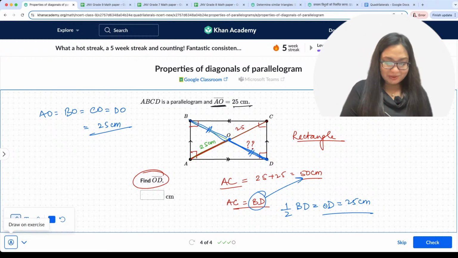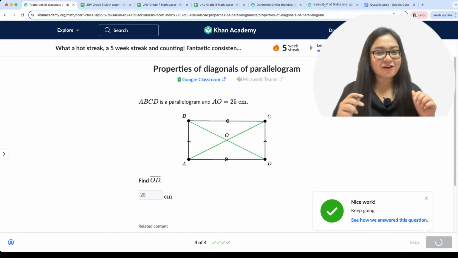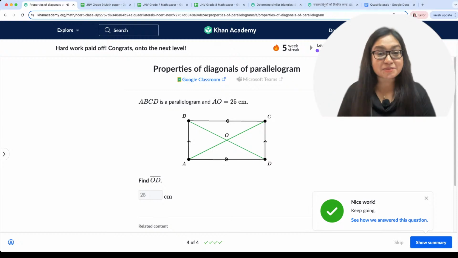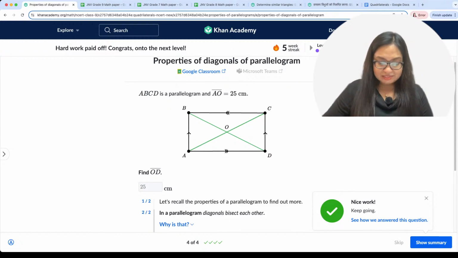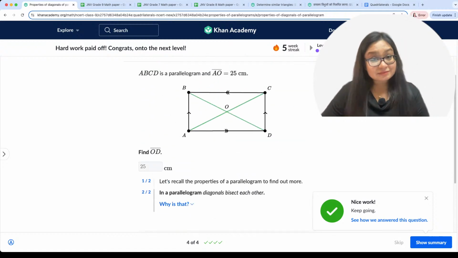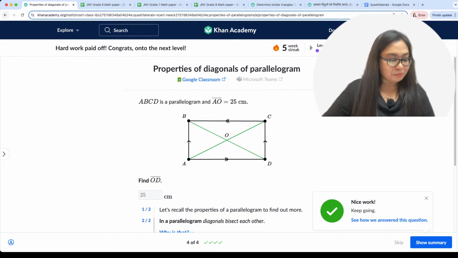Now let's go ahead and write 25 centimeters. Go for a check. Awesome. All good, right? Now, if you want to see the step-by-step solution, you can see the step-by-step solution. So, here we have diagonals bisect each other and this is a rectangle. Now, let's go ahead and move on.